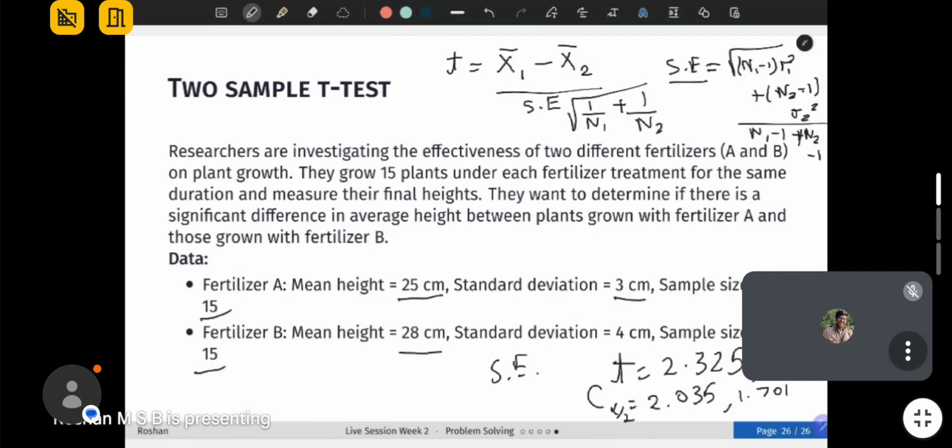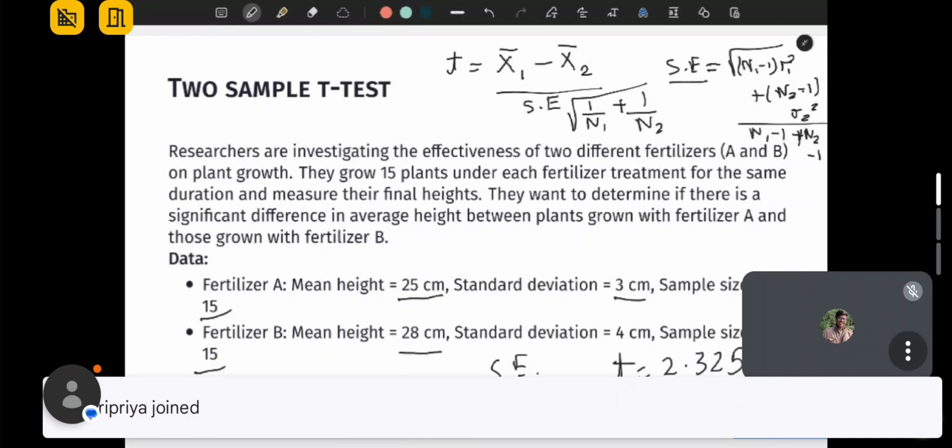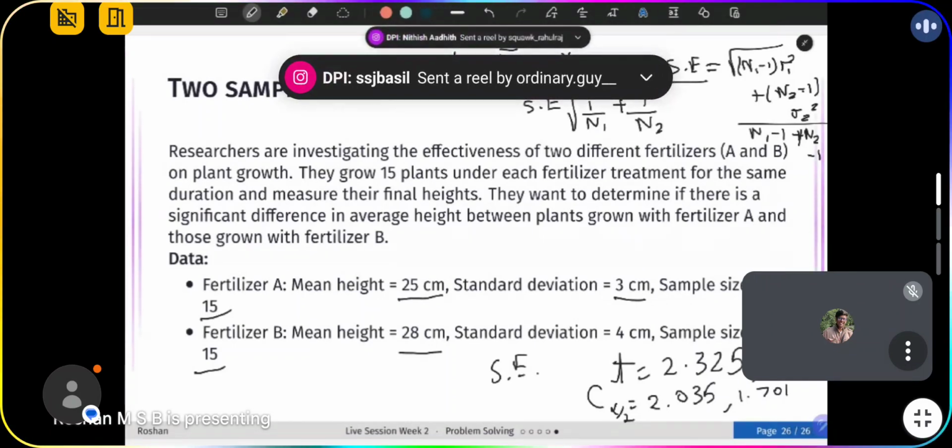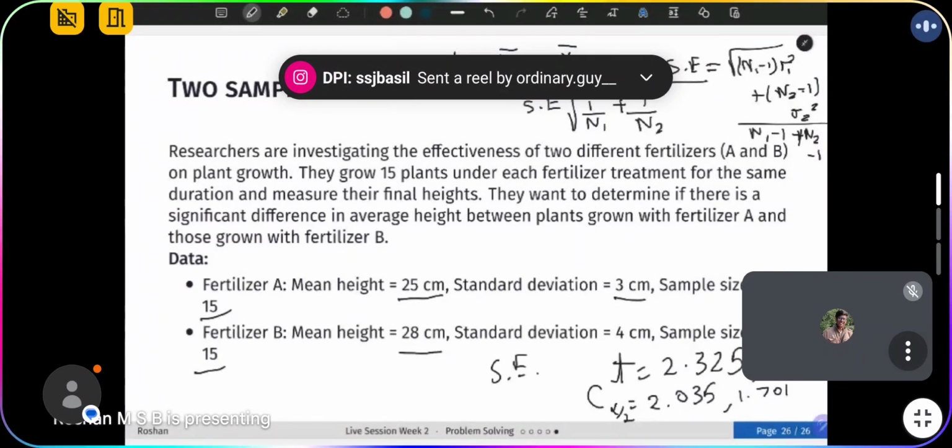So the options were like this: drug A is better than drug B, drug A is worse than drug B. And the other options, I cannot get the proper answer for this. Why are you not able to, since greater than or less than is given, right? So it should obviously be a one tail test.